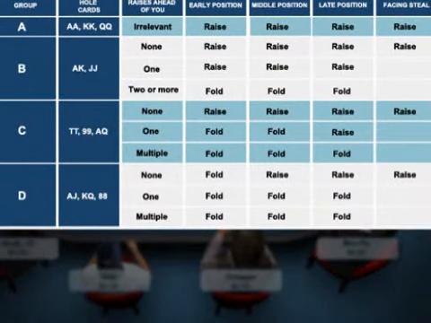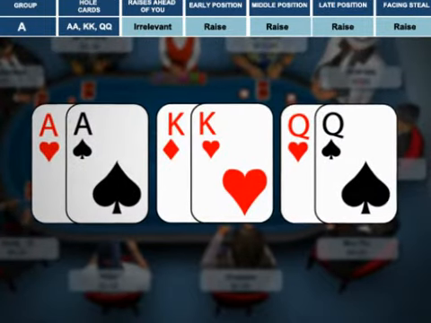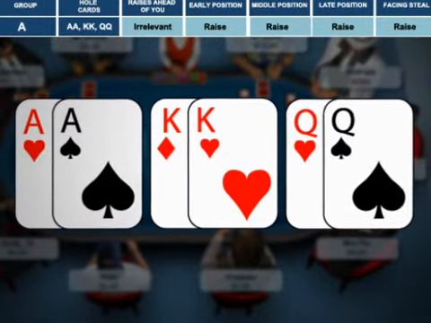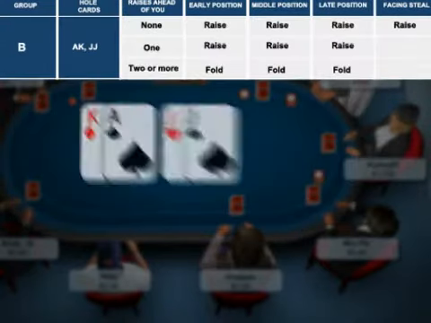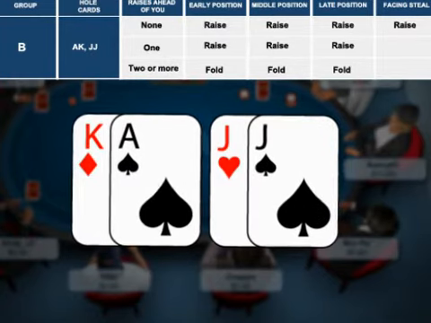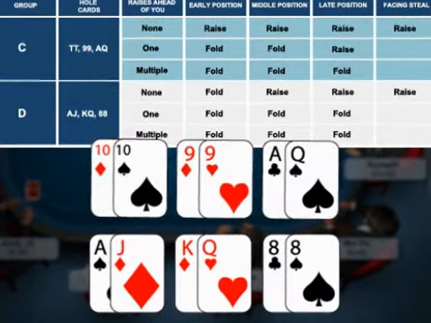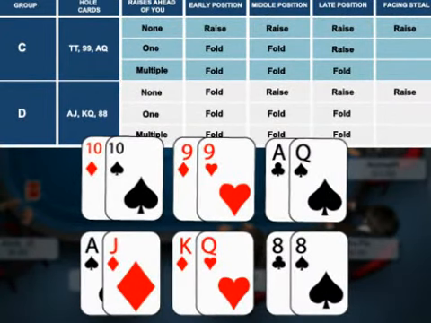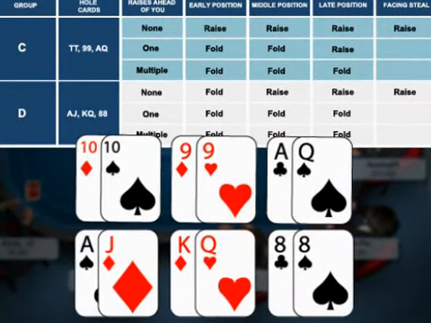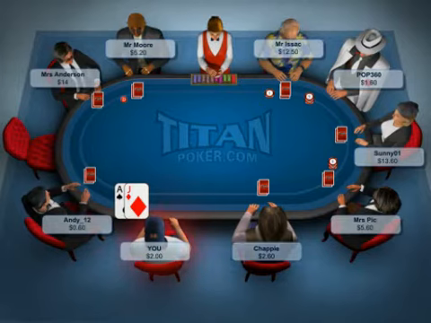Looking at this table, you can see that Group A hands are very strong and will always be played. Group B hands are almost as strong and will be played almost always. Group C and D will be played according to what happens at the table, your position, and the actions ahead of you. If you're holding Ace-Jack, which falls into this group, and are sitting in a middle position, you should raise if the opponents playing in front of you haven't.